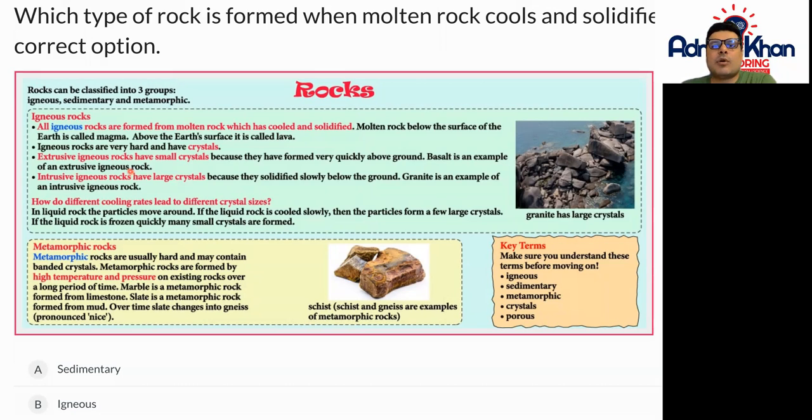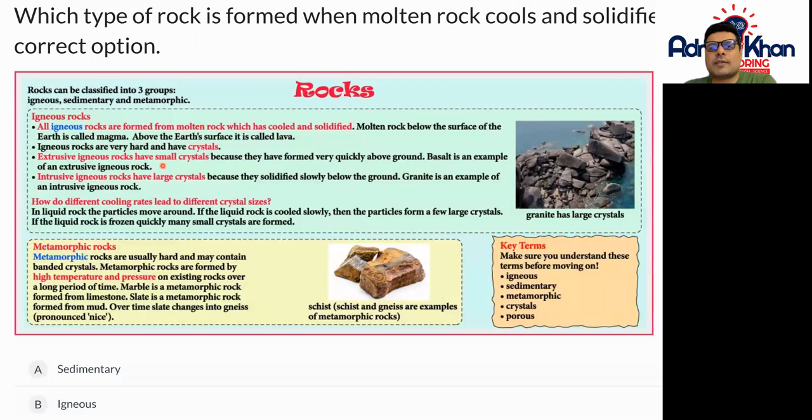So igneous rocks, all igneous rocks are formed from molten rock which has cooled and solidified. Molten rock below the surface of the earth is called magma. Above the earth's surface, it is called lava. Igneous rocks are very hard and have crystals.